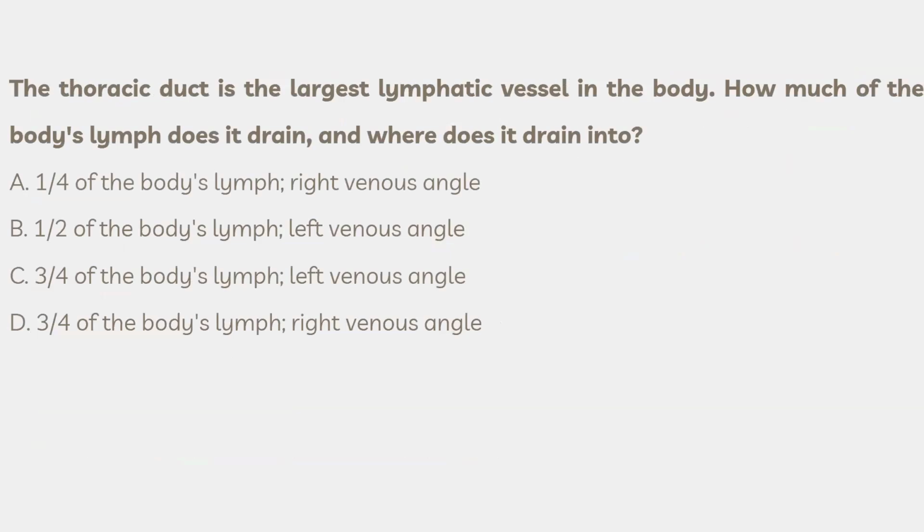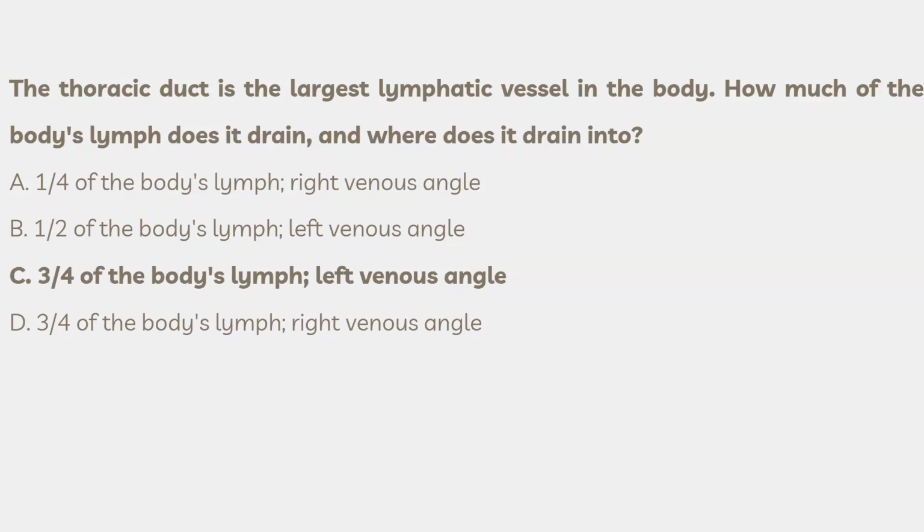Next question. The thoracic duct is the largest lymphatic vessel in the body. How much of the body's lymph does it drain, and where does it drain into? Yes, the answer is C. 3/4 of the body's lymph, left venous angle.